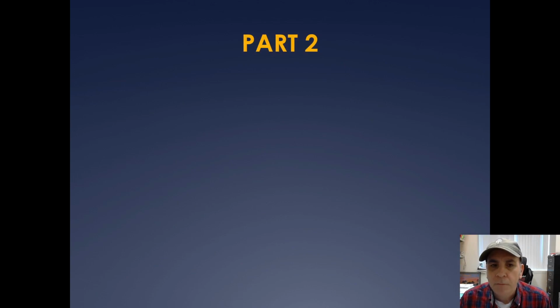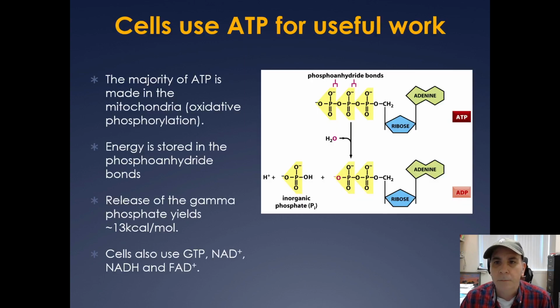So when I left off with part one, I asked you what the major energy stores in cells were. Sugars can be stored in glycogen, and you can also have energy stored in the form of lipids and fats. But when it comes to doing useful work, ATP is the main energy source. The majority of ATP is made in the mitochondria through a process called oxidative phosphorylation, which we'll cover at the end of the term. Many of you probably have already had it.